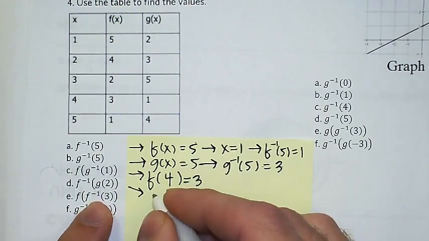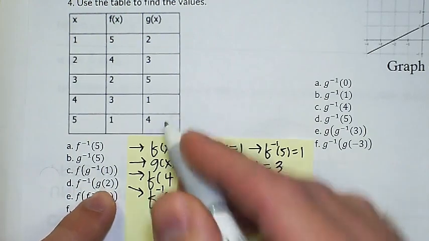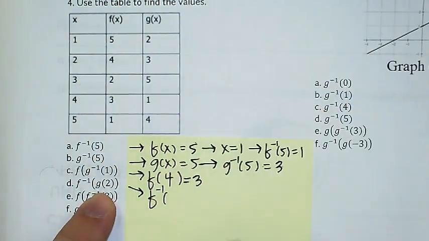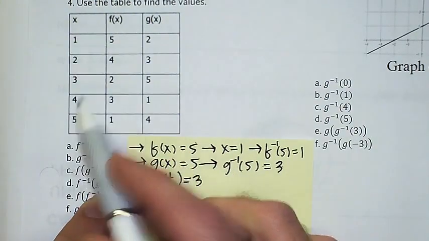Okay. Then I've got the opposite. I've got f inverse on the outside. So I'll just evaluate g of 2. G of 2 is equal to 3. And now we're taking f inverse of 3, which is going to be 4.